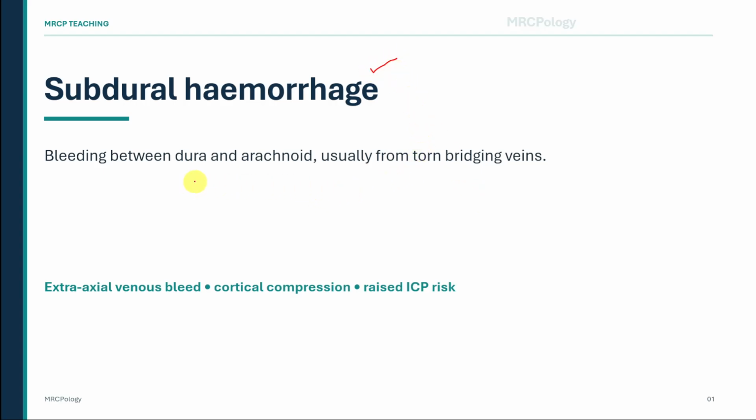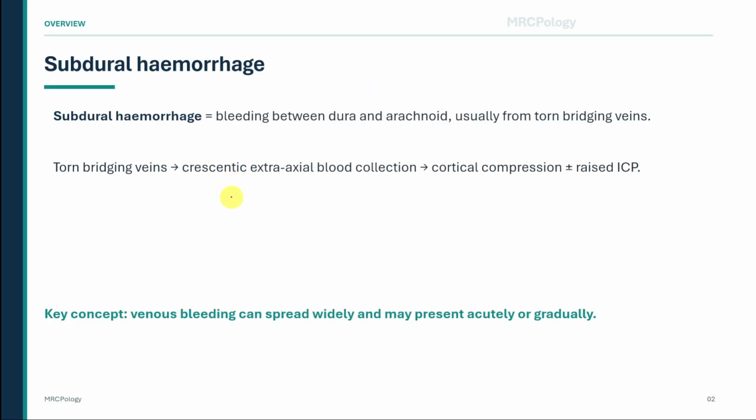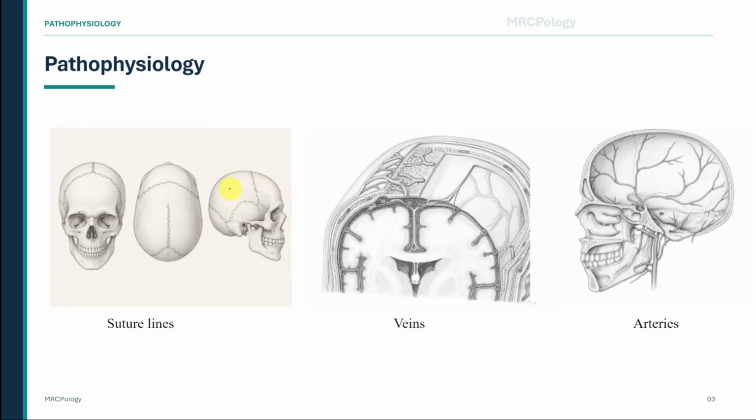Before we go into the pathophysiology, let us quickly understand the anatomy that makes this topic logical. The skull has suture lines, such as the coronal suture, sagittal suture, and other junctions between skull bones. The dura mater is closely attached to the inner surface of the skull, and this attachment is particularly firm at the suture lines. This becomes very important when we compare subdural and extradural bleeding.